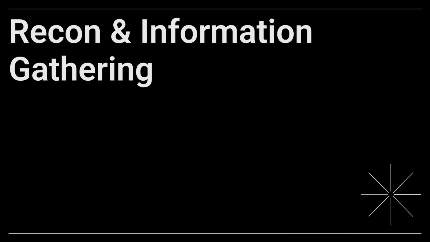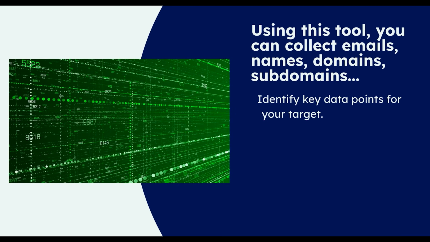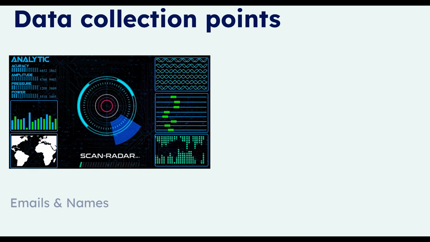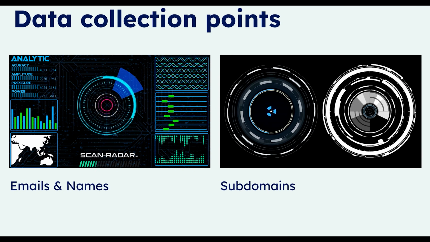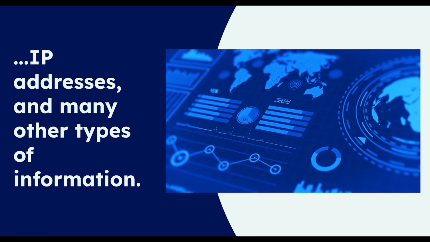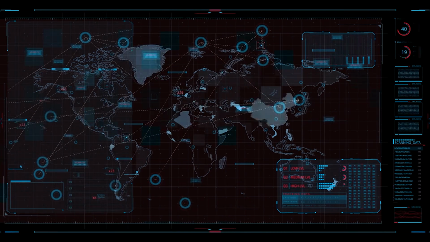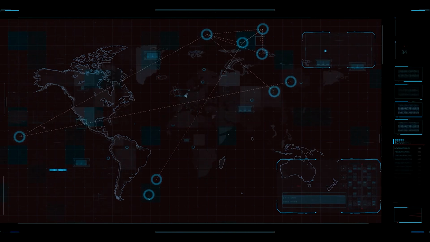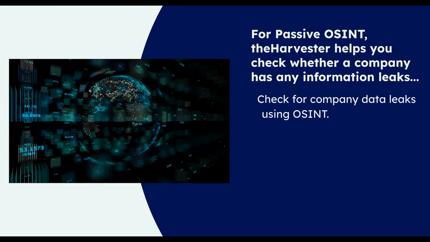Recon and information gathering. One of the most commonly used tools is theHarvester. Using this tool, you can collect emails, names, domains, subdomains, IP addresses, and many other types of information. For passive OSINT, theHarvester helps you check whether a company has any information leaks, along with gathering many other public data points from open sources.